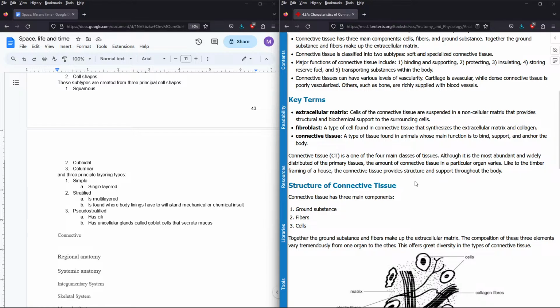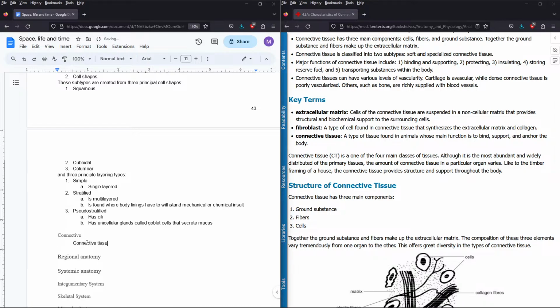Connective tissue, CT, is one of 4 main classes of tissues, along with epithelial, and I don't remember anything else because I haven't covered anything else exactly. I have them listed, I just don't remember. Although it is the most abundant and widely distributed. Let's just note it down.